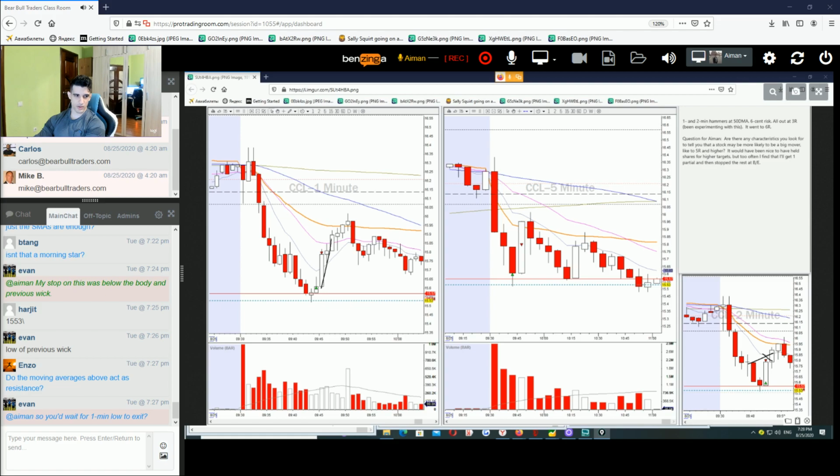Not literally a new 1 minute low. I would wait for a new 1 minute low if it's bouncing off a pivot point. If it's not bouncing off a pivot point and it's breaking it and makes a new 1 minute low, I wouldn't really care about the 1 minute low.